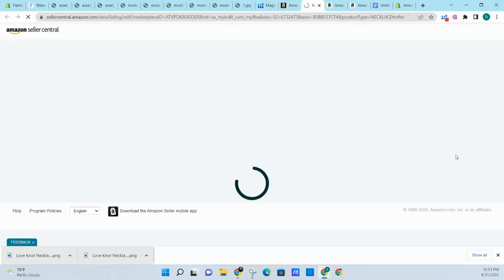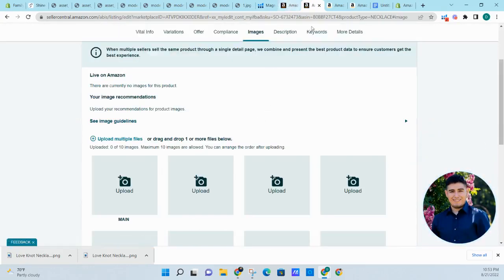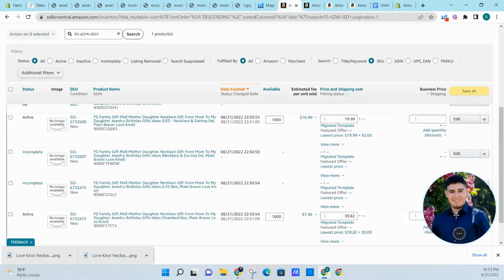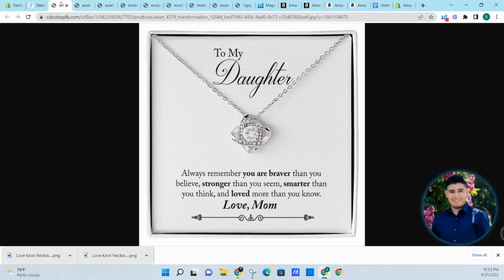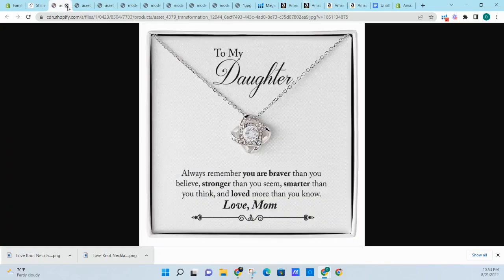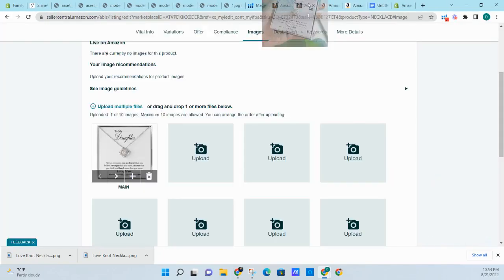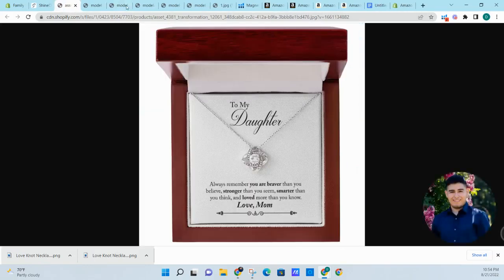So we're going to go to the standard box first. We're going to go to the images section. To get here, I clicked on edit, and then I came here. And the next thing is just to add the images that you want. Looks like you can add this one.